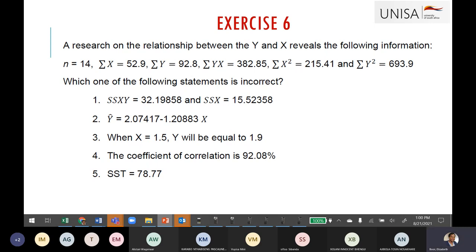the formulas are like this. For the summation of X and Y, which is the sum of X and Y minus the sum of X times the sum of Y divided by n, you need to calculate. To calculate the sum of x, we need to use the sum of x squared minus the sum of x squared divided by n. That's the sum of x.